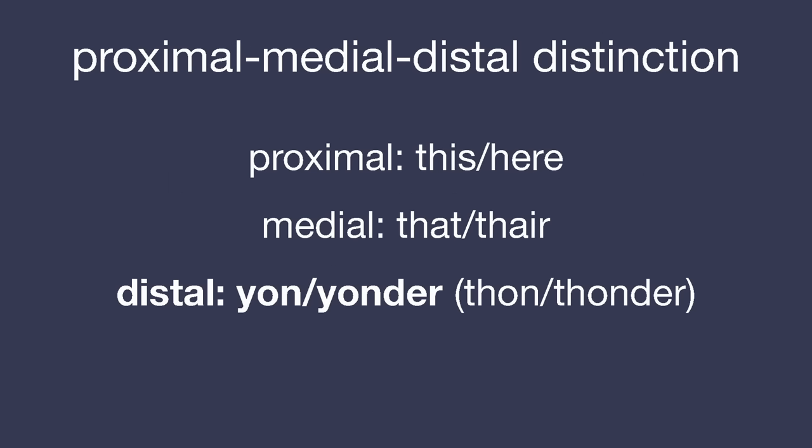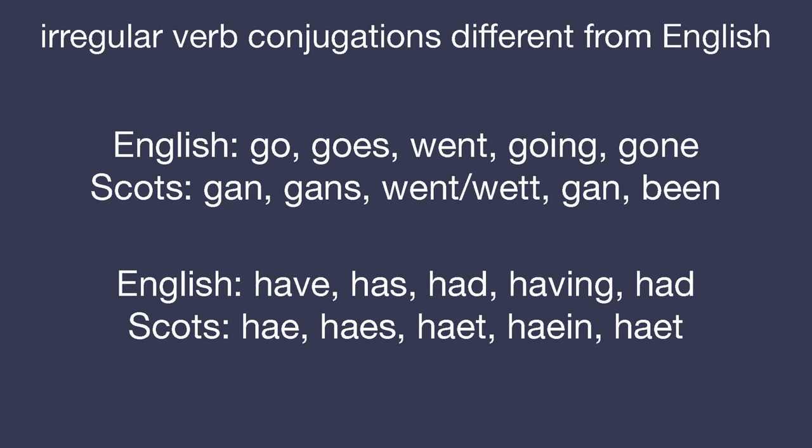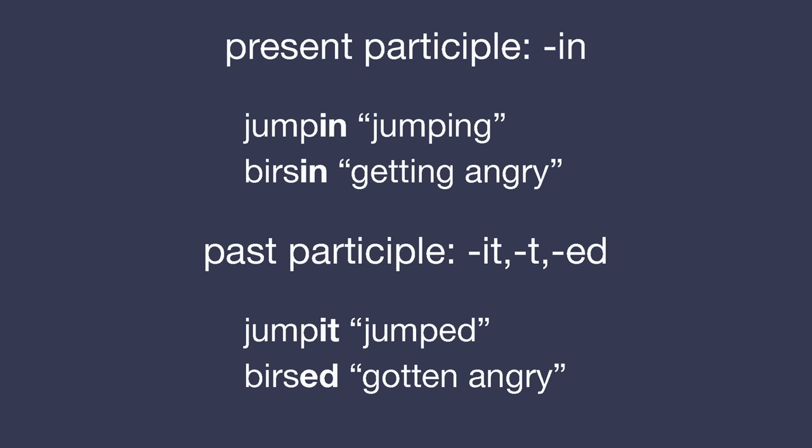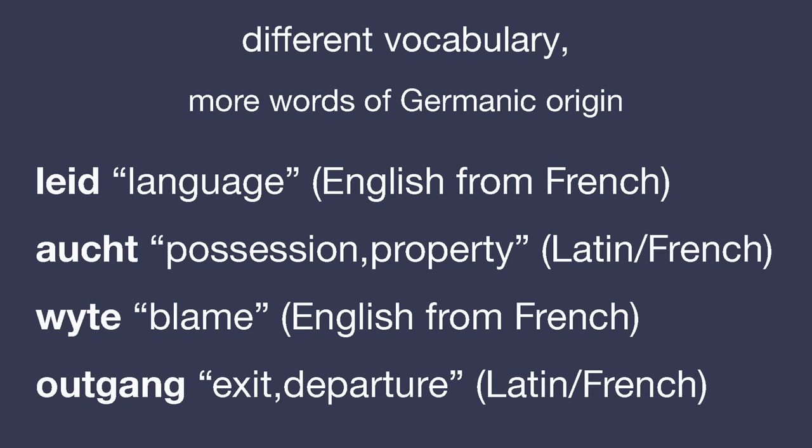Scots keeps yon and yonder, distal pronouns from Old English, maintaining a three-way demonstrative pronoun distinction. Plenty of irregular verbs are different from their English counterparts, though the past and present participle suffixes are similar. Plenty of Scots vocabulary is different as well. There's more words of Germanic origin and fewer Romance loanwords.